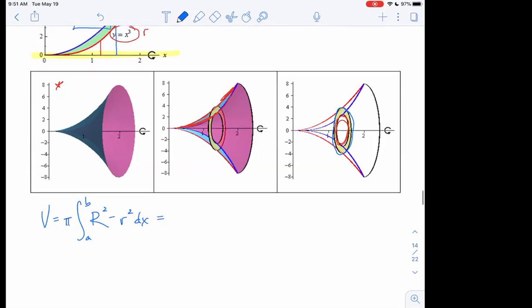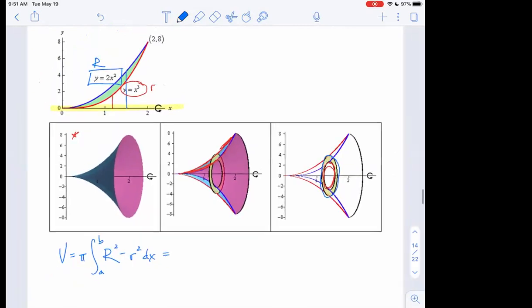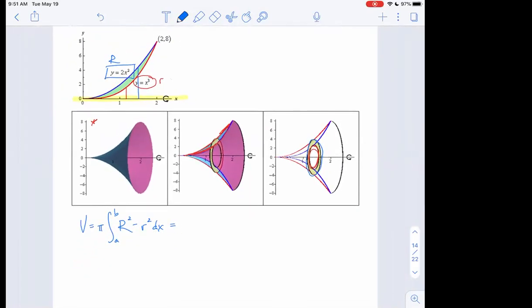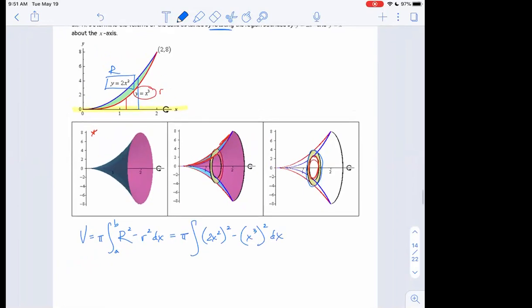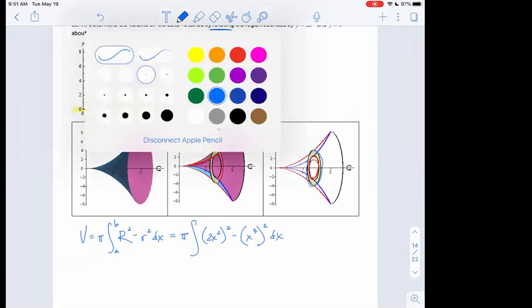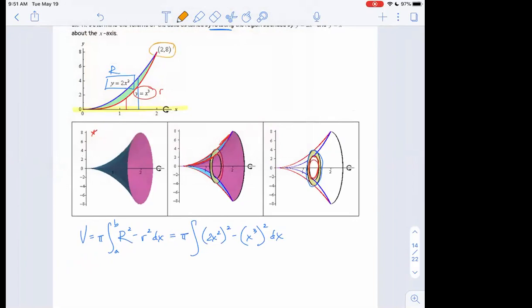Now, I saw a few of you maybe in panic mode, or like you didn't really want to think about it too hard on a Thursday, but some of us put in the curves correctly. So we had pi, and then we had 2x squared, squared, minus x cubed, squared dx. But then when we were putting in our bounds, and I saw this for a few folks, they were like, oh, 2, 8, I should use both of those numbers. And then they put a 2 down here and an 8 up here.